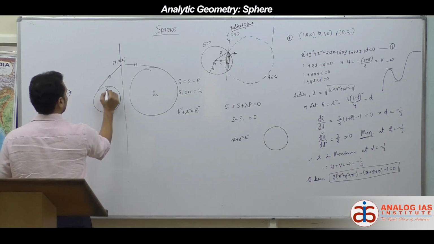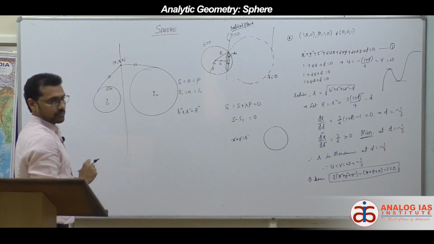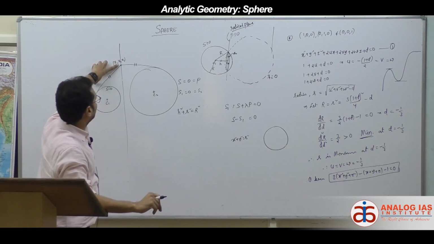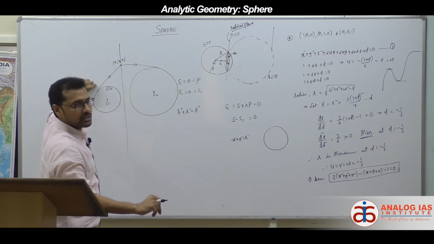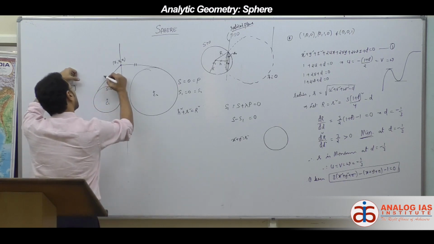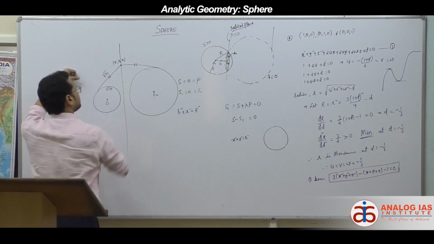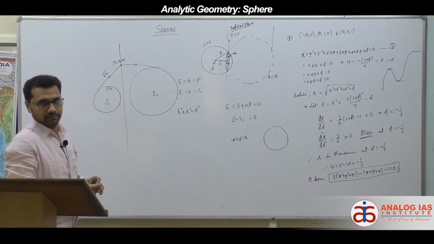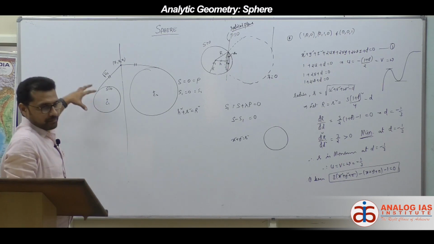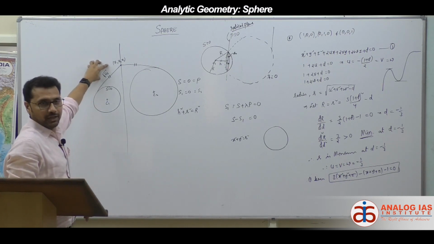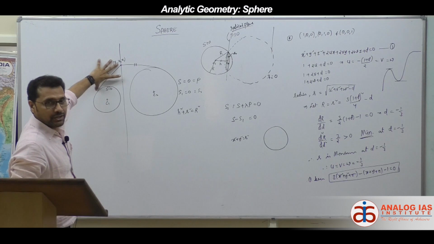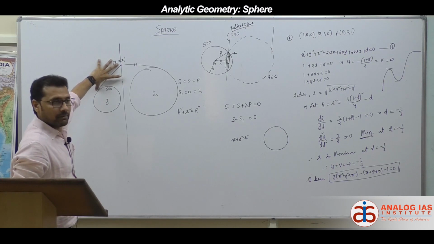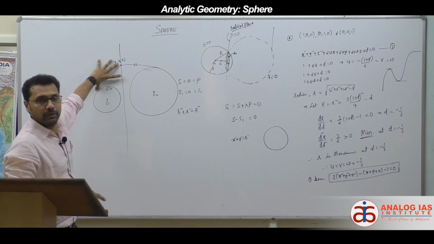Suppose this is S equal to 0, a sphere. The length of the tangent drawn from an external point onto the sphere is always given by square root of S11. I don't know how many of you remember this one. Square root of S11 gives me the length of the tangent drawn from an external point to the sphere.